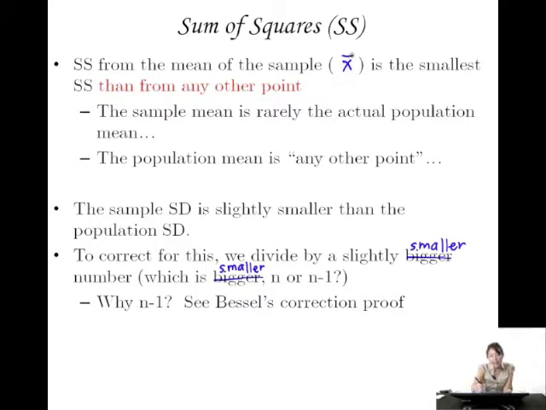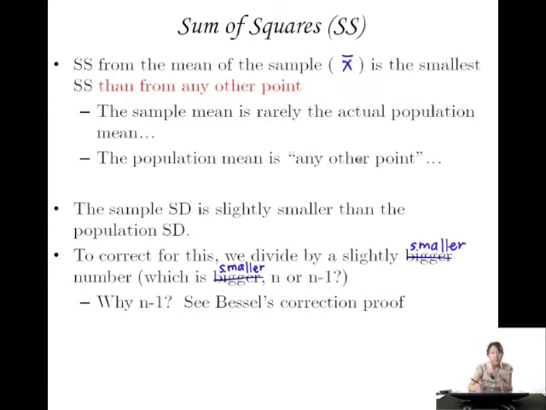Now, the sum of squared distances away from the mean is going to be the smallest sum of squares compared to any other point. You could pick any other number, and this will give you the smallest sum of squares. Any other number will give you a bigger sum of squares. Now, here's the problem. The sample mean is rarely ever the actual population mean. And because of that, the population mean is this any other point. So if we had the real sum of squares from the population mean, we'd actually get a bigger sum of squares than we actually have.